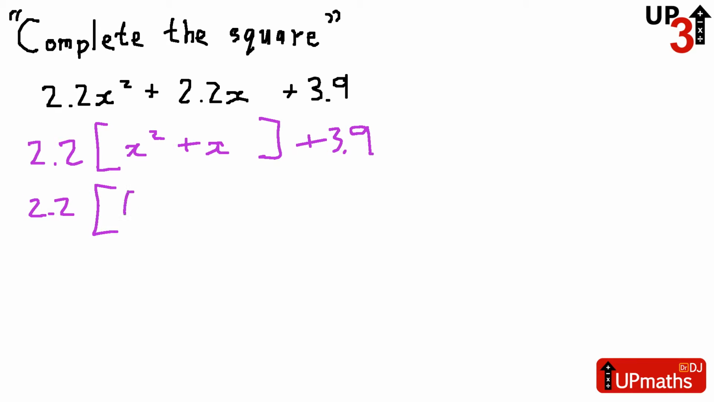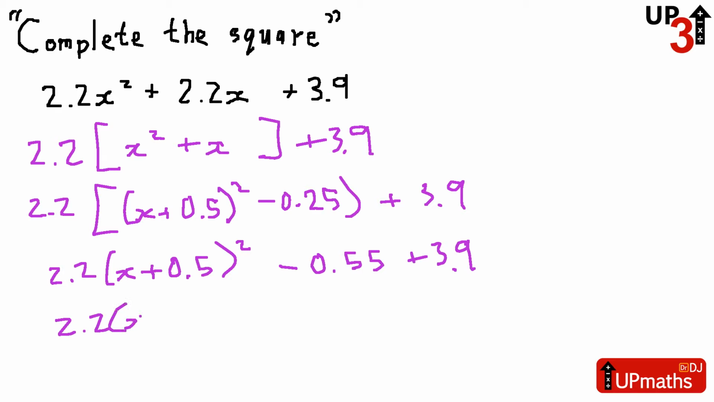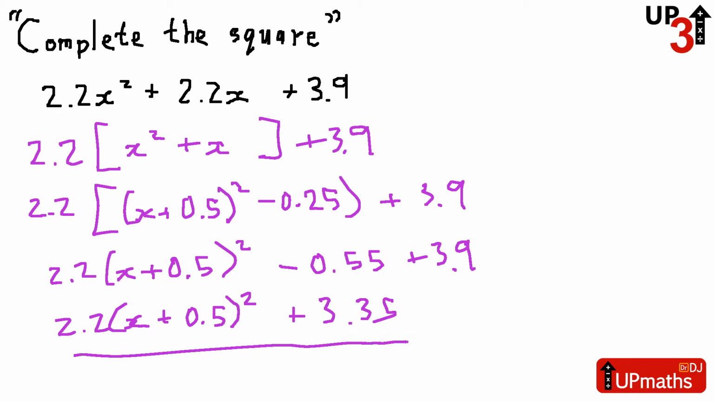I'm going to complete the square inside. Ooh, so that'd be 0.5. I'm going to use decimal because we've got decimals kicking around here. Minus 0.25 plus 3.9. So then that would be 2.2 x plus 0.5 squared minus, because it's still going to be a minus sign, that would be 0.55 plus 3.9, which is 2.2 x plus 0.5 squared plus 3.35. There we go. Let's try the next one.